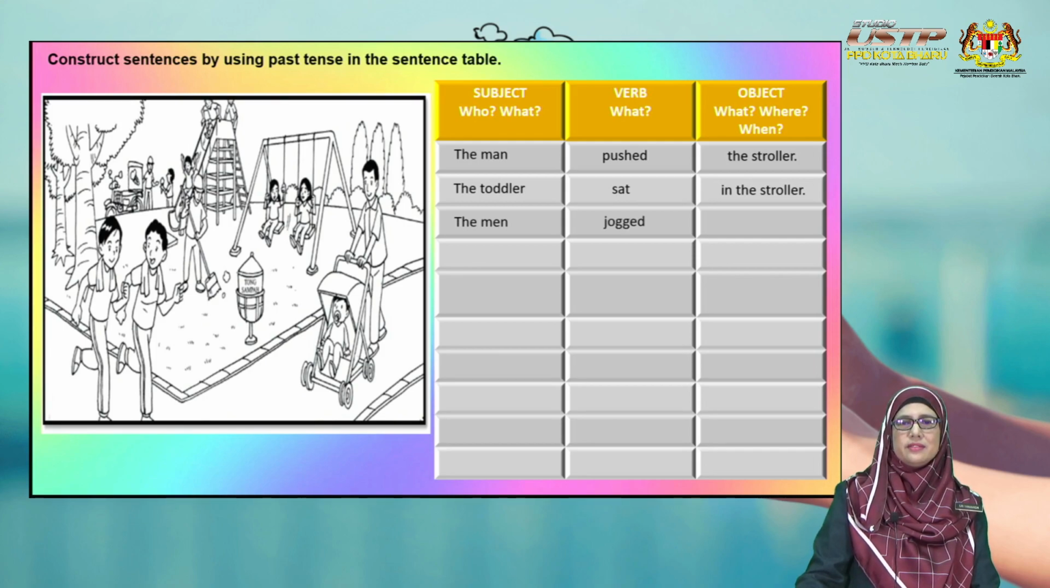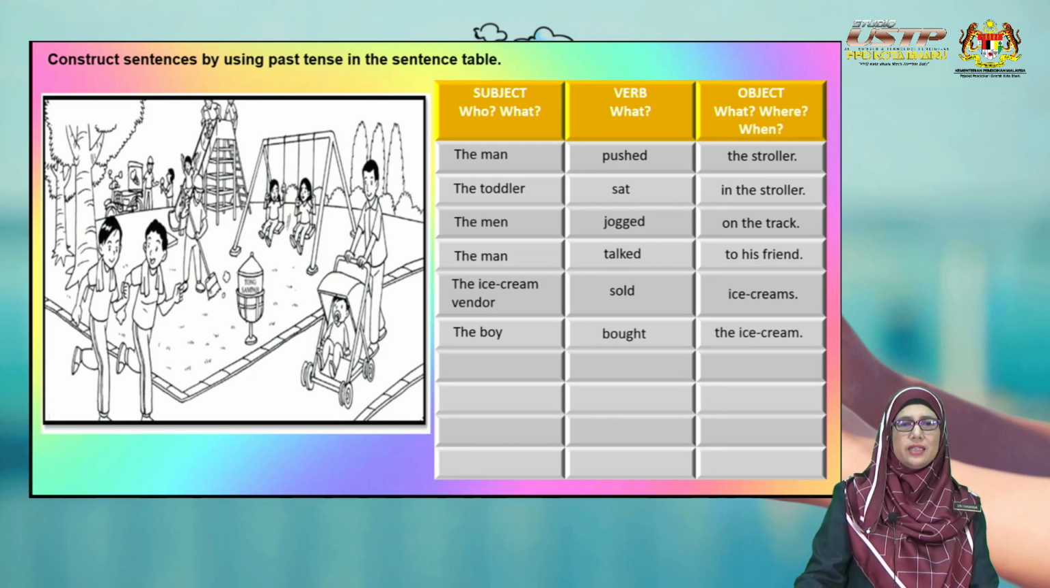The man jogged on the track. The man talked to his friend. The ice cream vendor sold ice creams. The boy bought the ice cream. The girl sat on the swing. The children played on the slide.